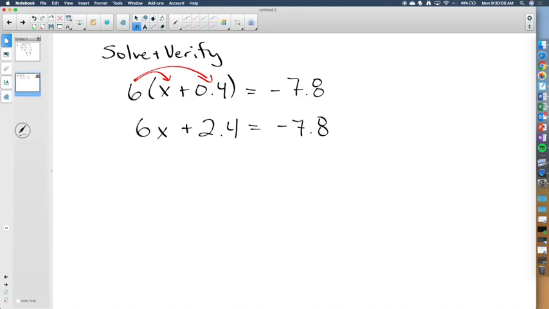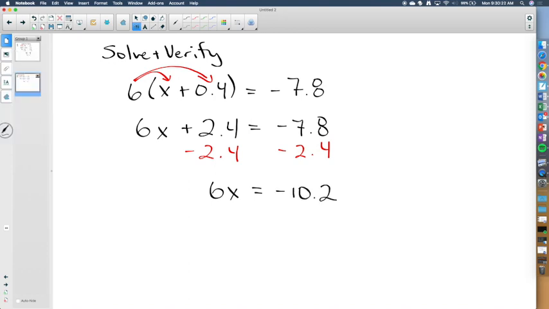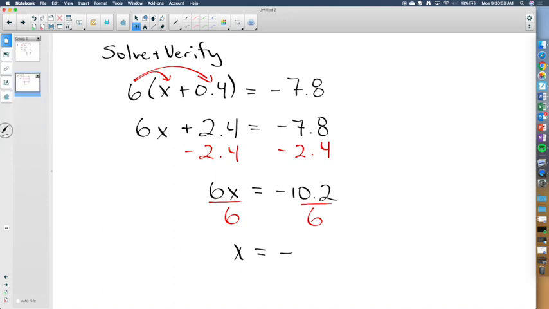Now my opposite operation is subtracting 2.4 from both sides, and that gives us 6x is equal to negative 10.2. Then we're going to divide both sides by 6, and that leaves us with x. We've got negative divided by positive, which is going to give us something negative. And then 10.2 divided by 6 is 1.7. All right, so that's going through and solving.